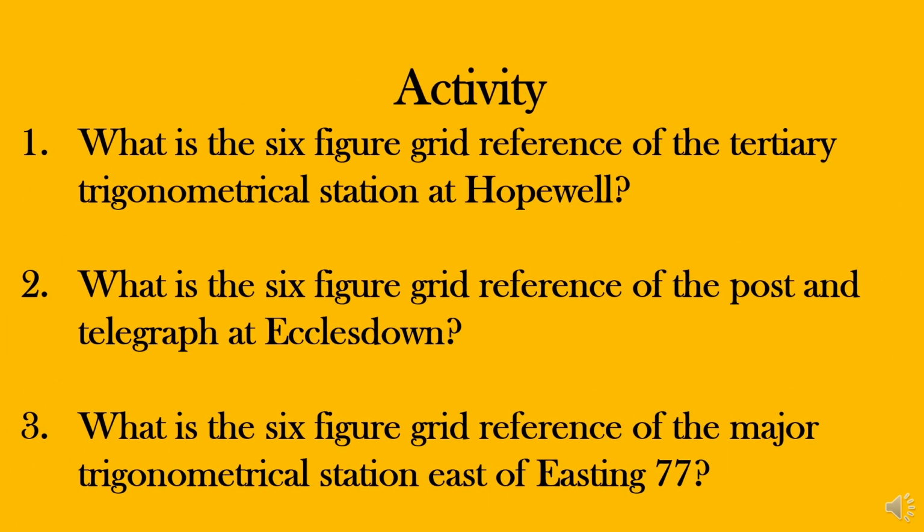Let us now attempt to work out these three activities together. Number one, what is the six-figure grid reference of the tertiary trigonometrical station at Hopewell? Number two, what is the six-figure grid reference of the post and telegraph at Ecclesdown? And number three, what is the six-figure grid reference of the major trigonometrical station east of Easting 77?